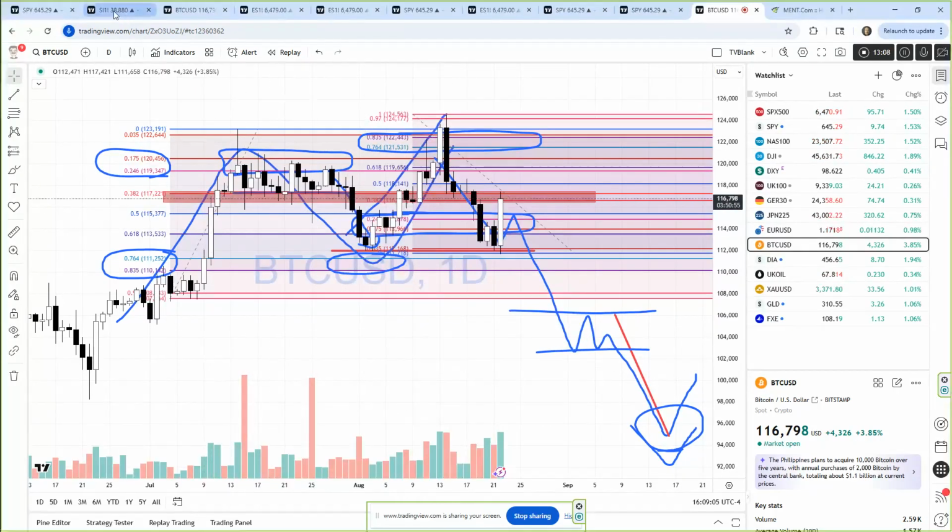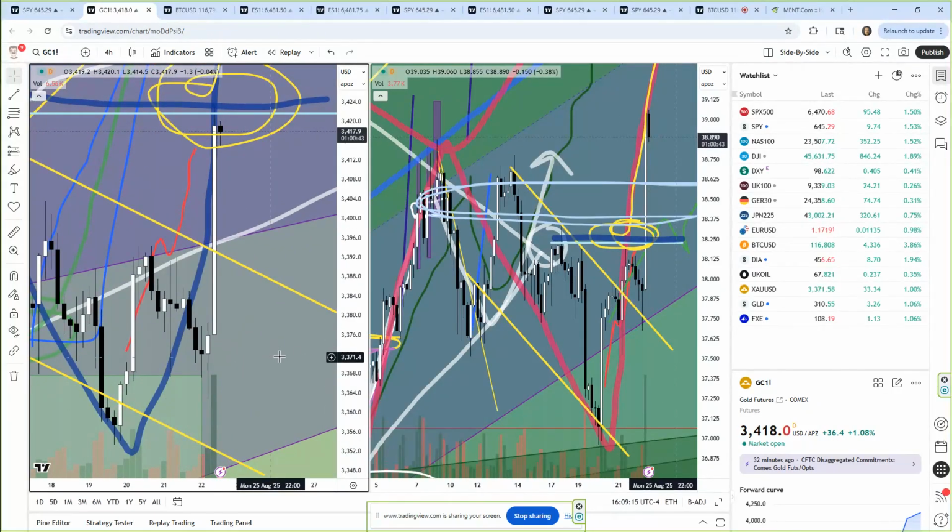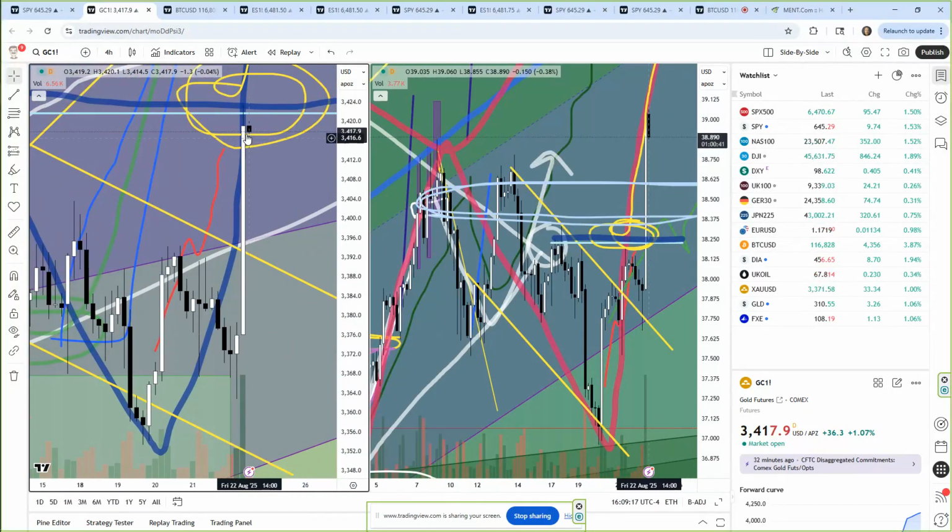Now, what happened to metals? Metals ripped. Silver ripped up to 39. Gold started to make a huge move. Didn't quite get above. This is a 4-hour chart. Didn't quite get above my level. I have a level here at 34.21. Got to get above that level to turn into bullish trending.